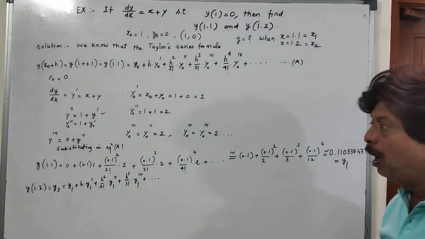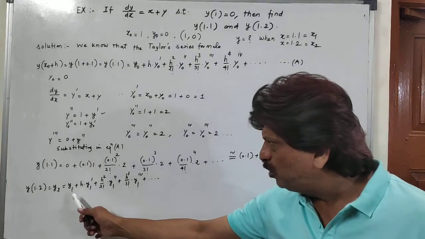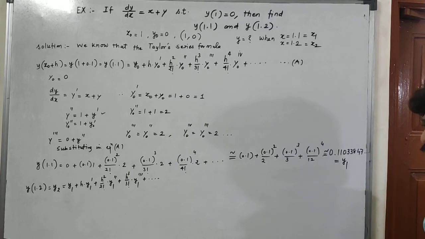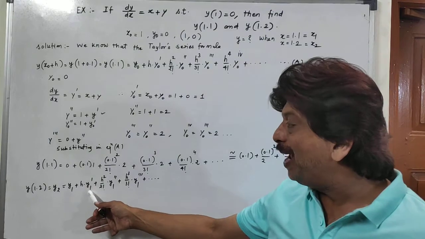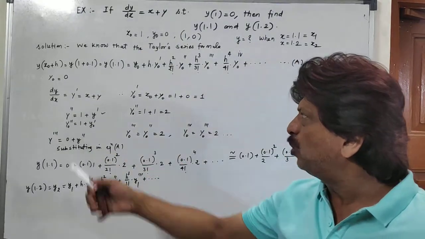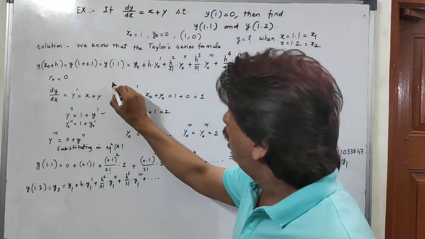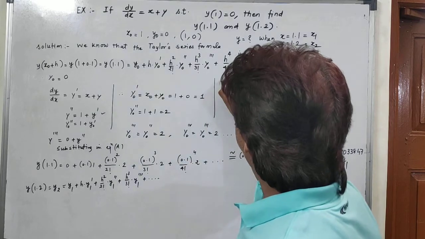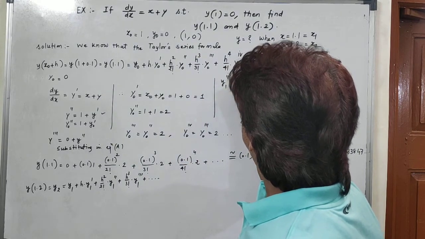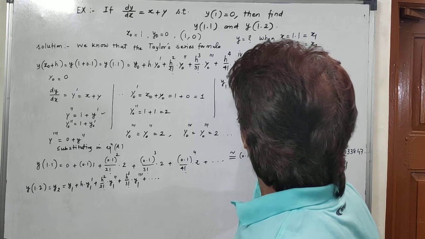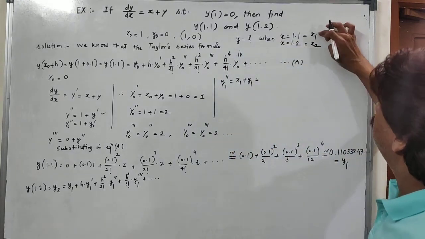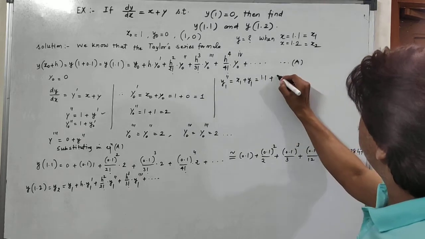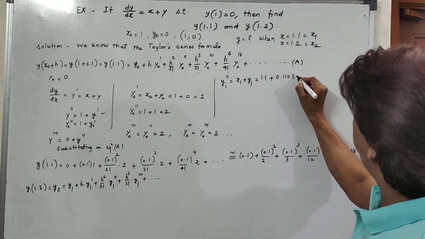The question is, y1 we have obtained just now. Y1 is 0.110333847. The question is how to determine y1 dash. Y dash is given to us: y dash is x plus y. So y1 dash is equal to x1 plus y1. What was x1? x1 is 1.1. What was y1? y1 was 0.110333847.